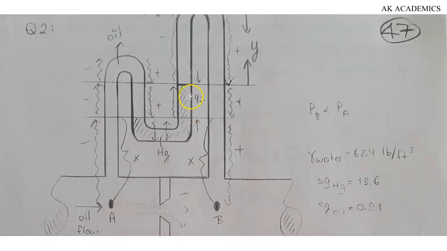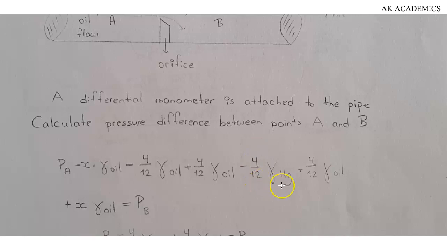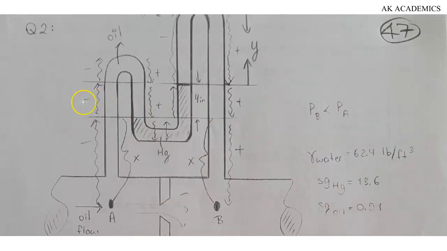Now, since it is going upward, it's going to be negative. So we have minus 4 over 12 times specific weight of mercury. If I were you, I would not bother to write minus 4 over 12 specific weight of oil plus 4 over 12 specific weight of oil because they would eventually cancel out, just like I explained to you here. But if you still want to write it, you're free to go ahead and write it.